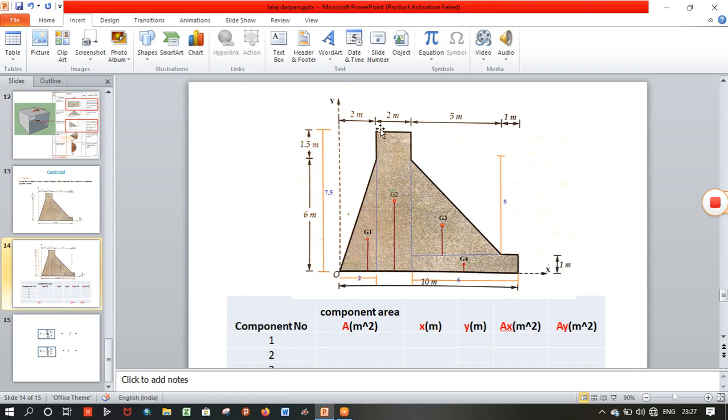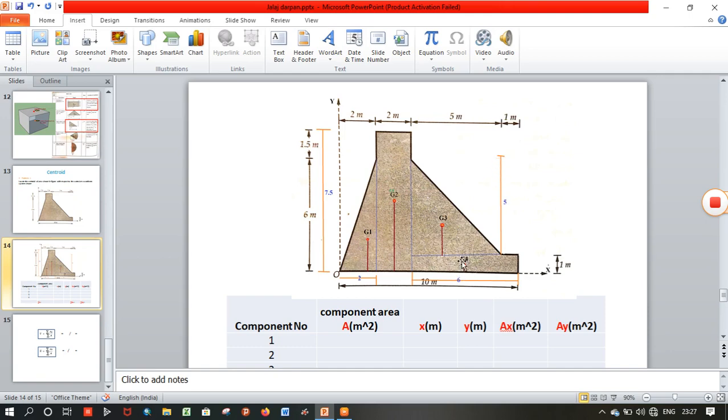Let us move on to the second geometrical component, that is a rectangle of base width 2 meter and height of 7.5 meter. Here it is 7.5 meter. In the right angle triangle it is 6 meter, and here for the rectangle it is 7.5 meter. Now come to the third geometrical component, that is a right angle triangle. It has a base width of 5 meter, and the height of the right angle triangle is 5 meter.